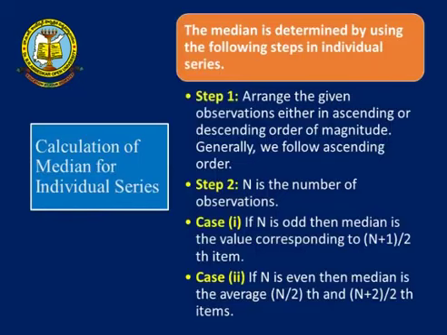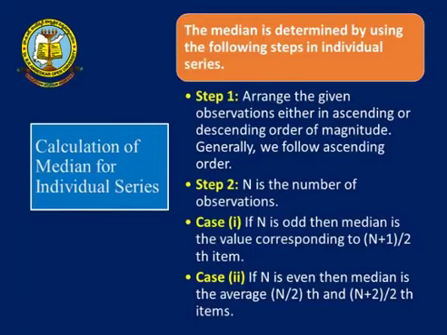Okay, calculation of median for the individual series. The median is determined using the following steps in the individual series. Step 1: arrange the given observations either in ascending order or descending order of magnitude. Generally we follow ascending order; most problems are ascending order problems. Next, step 2: count the total number of observations.